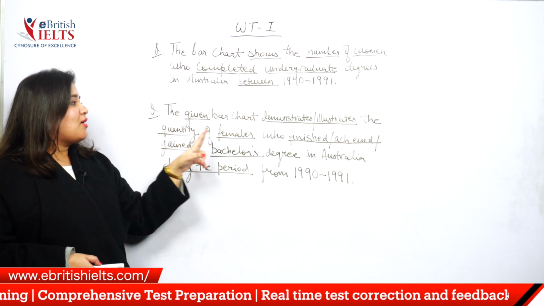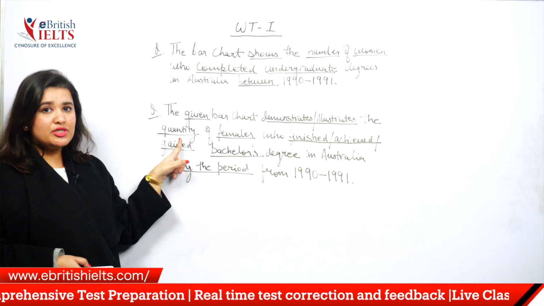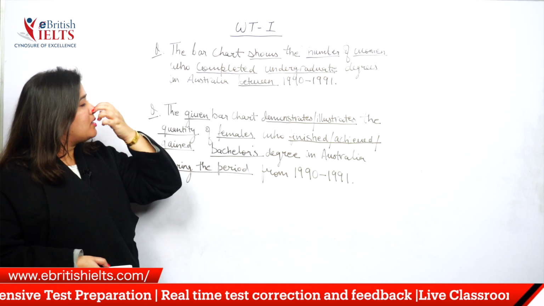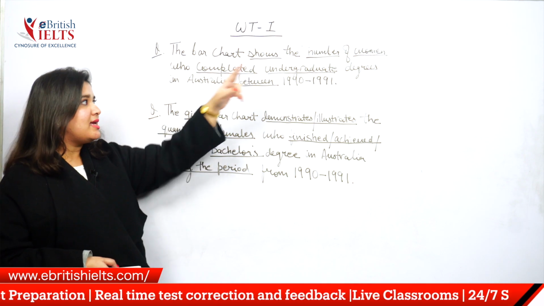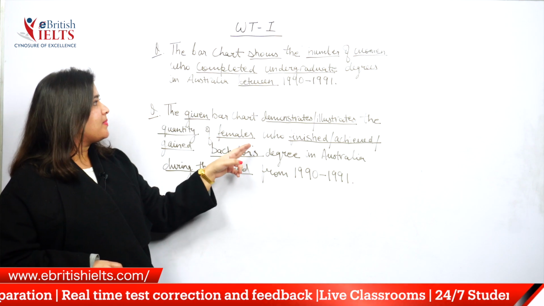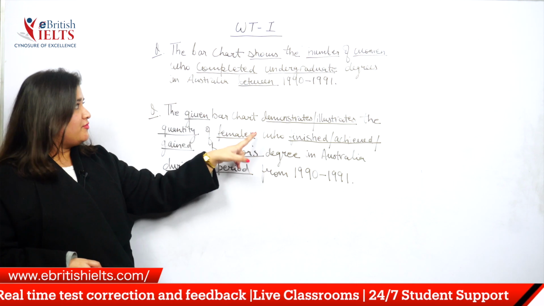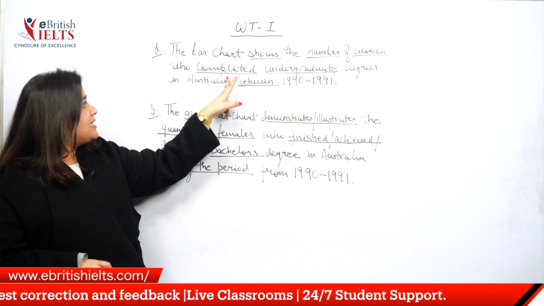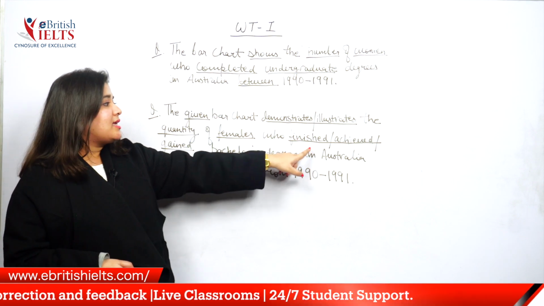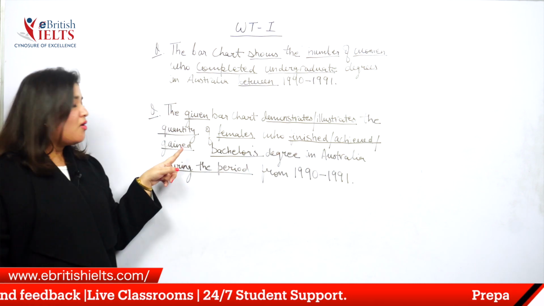The quantity of females. Here instead of numbers I've used the word quantity, and instead of the word women I've used females because they are synonyms. It can be used in place of each other. Who completed, who is going to remain the same, obviously it's grammar, it's a pronoun. And completed, instead of the word completed I can use the word finished or achieved or gained.